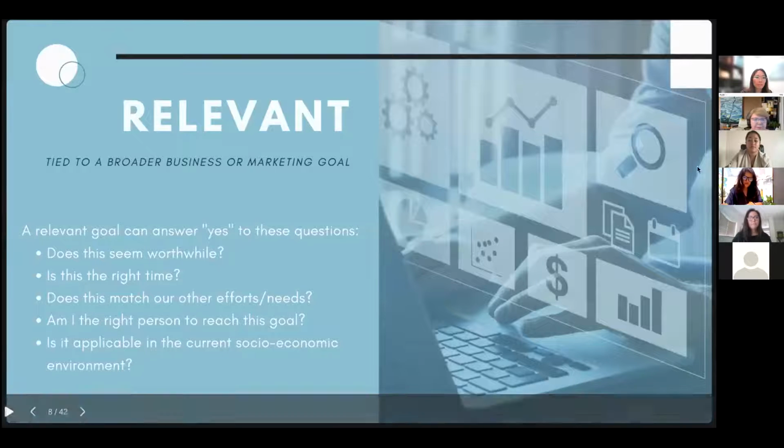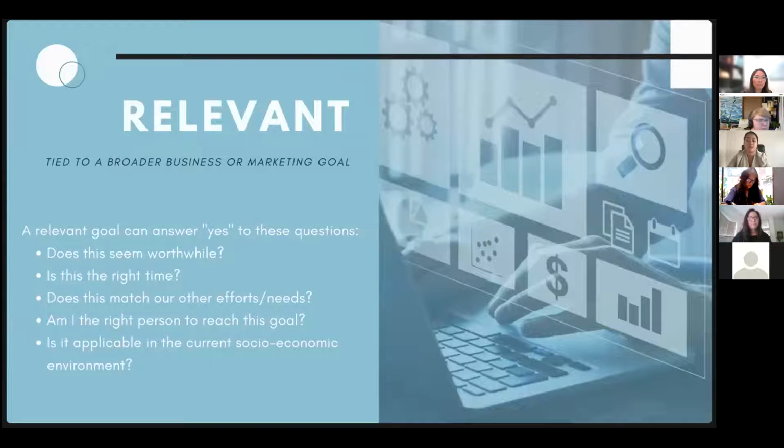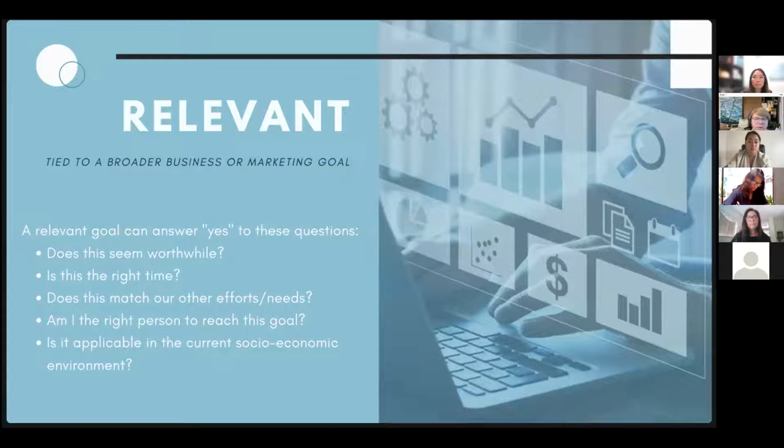Next, relevant. So relevance refers to focusing on something that makes sense with broader business goals. So for example, if the goal is to launch a new program or service, it should be something that's in alignment with the overall business and department objectives. So your team may be able to launch a new program, but if your division is not prioritizing launching that type of new program, then the goal wouldn't be relevant.